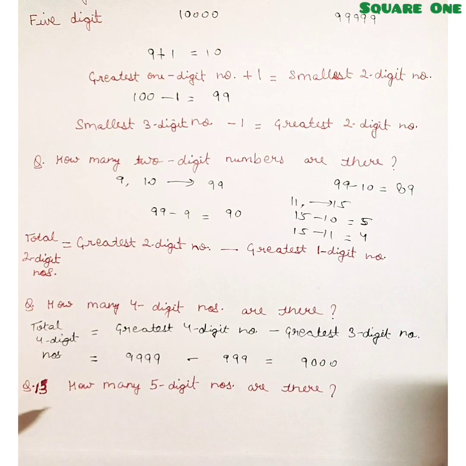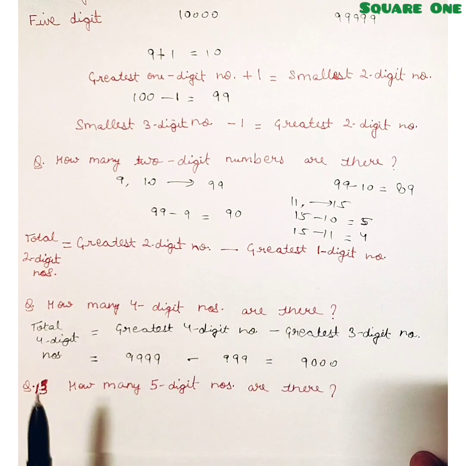Now this is the first practice question in this video. You have to find out how many 5-digit numbers are there in total. Okay, you have to write this kind of formula and then calculate the answer and tell me how many 5-digit numbers are there. Now let us move on to the next topic of this lecture, that is formation of numbers.